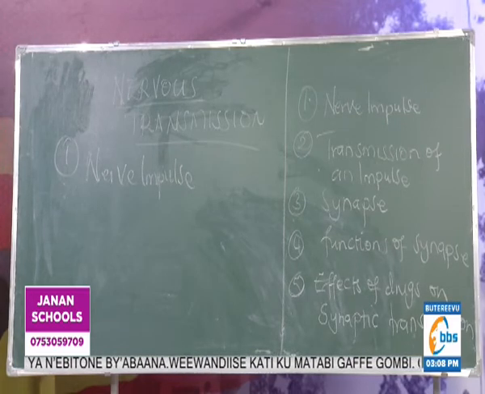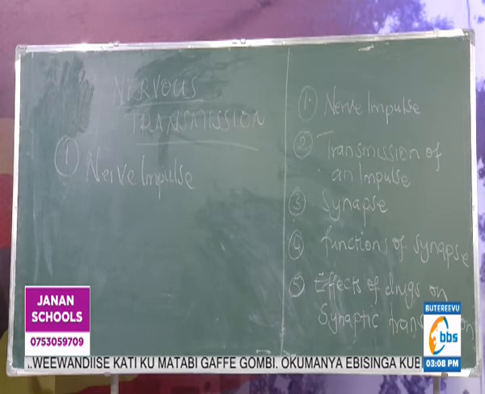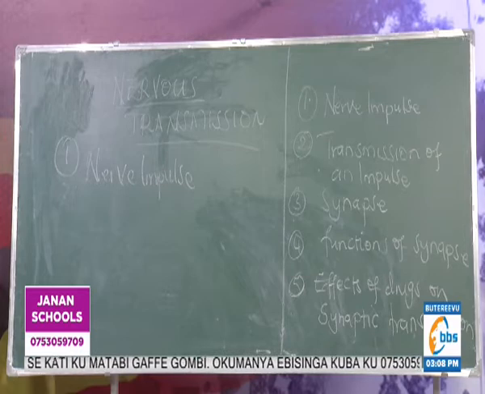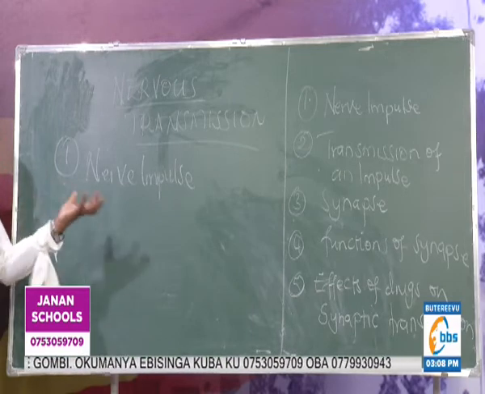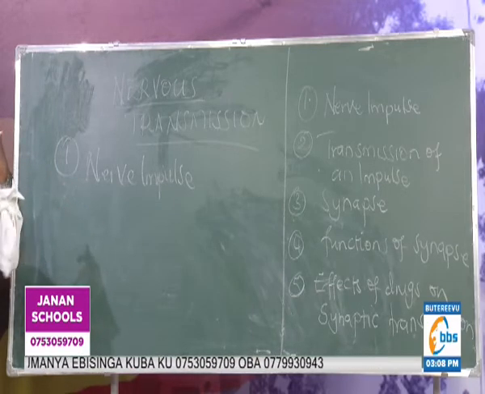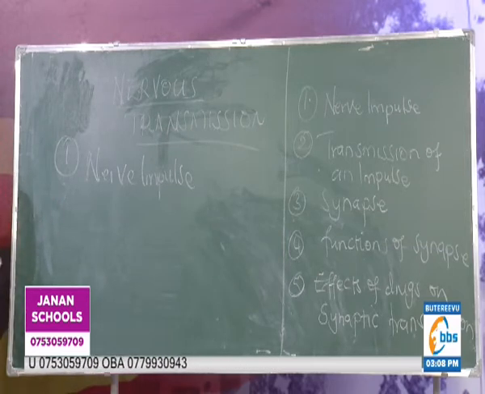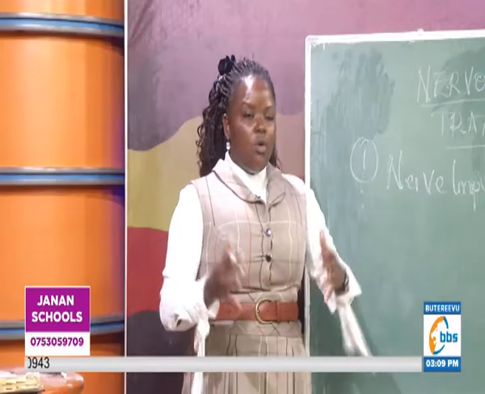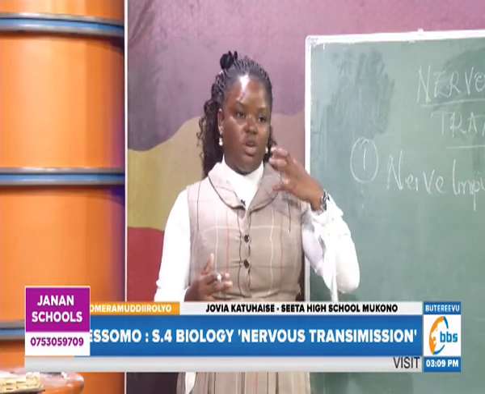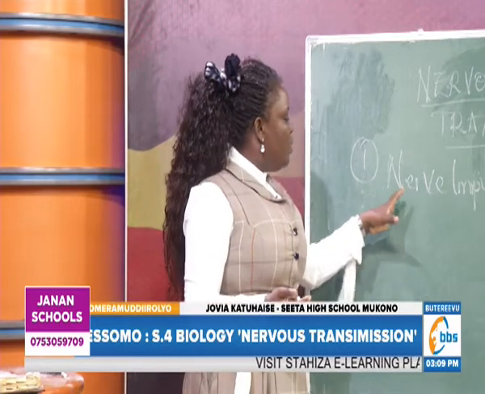Remember, in the first lesson, we looked at a stimulus, a receptor, an effector, and also an impulse. A receptor is a group of specialized cells that receive a stimulus and change it into an impulse that is sent to your central nervous system for you to respond to it. An impulse is an electrical signal. An effector is a group of specialized cells that receive information from the central nervous system and effect a response to a stimulus. So here we are going to focus more on the nerve impulse.